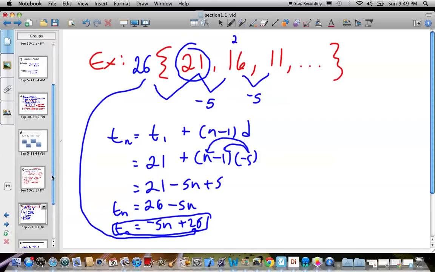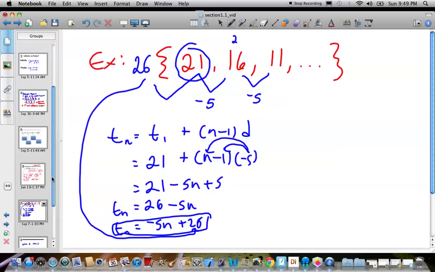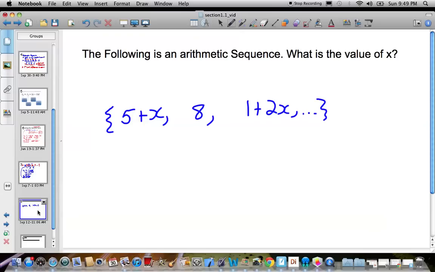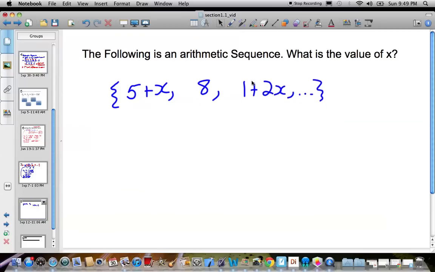16. Alrighty, so let's try a slightly harder application of this type of question. This is one that I gave you guys in a couple of mad minutes, but anyway, let's have a look at it and see how it works out. Alright, so the following is an arithmetic sequence. What is the value of x?